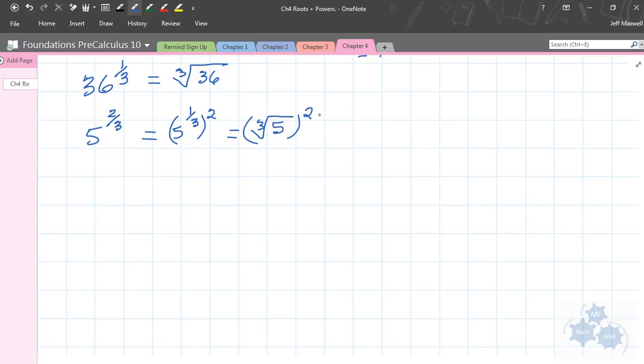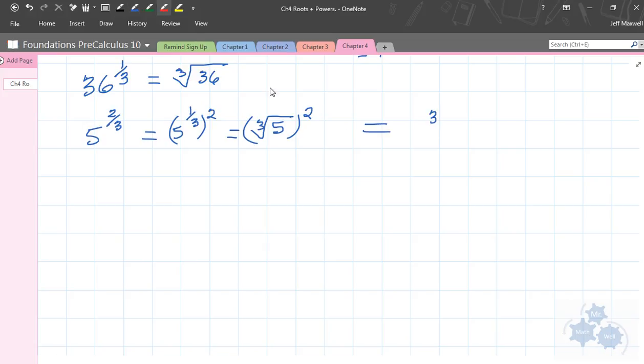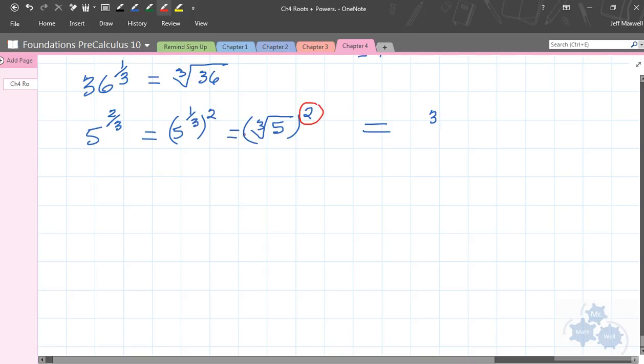Okay? I'm going to show you one other thing here, too. This exponent right here can be written outside the brackets. That means you could take the cube root of this thing first and then square that answer. Or you could do this as well: the cube root of 5 squared. So this square right here could be inside there as well. Those are the same. So that's something you may run across as well. Those are equal. If you did that on your calculator, you would get the same answer. Okay.